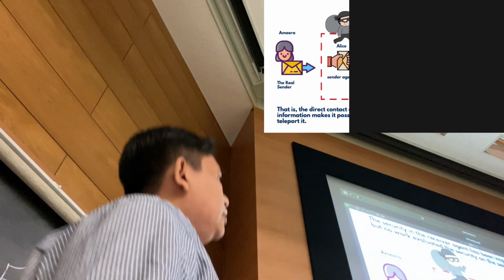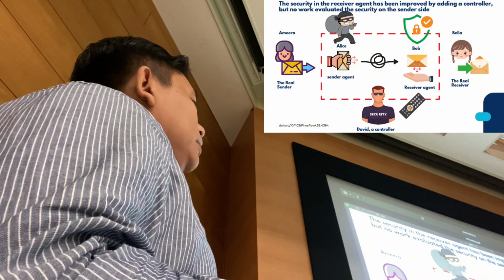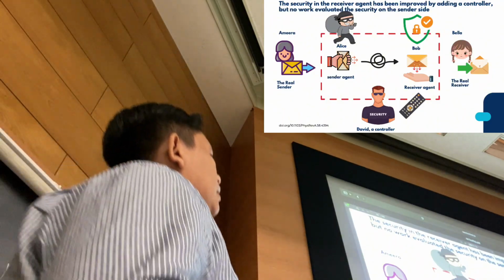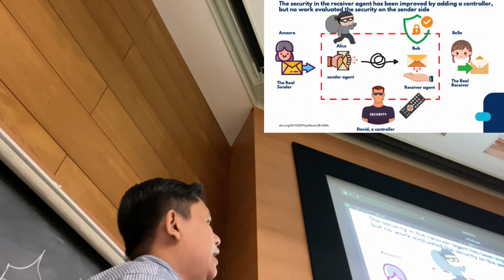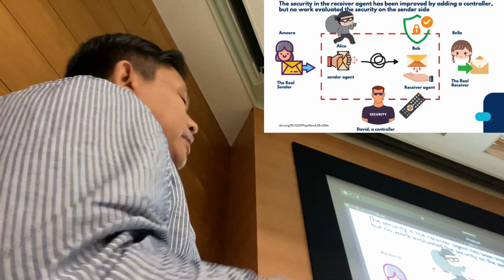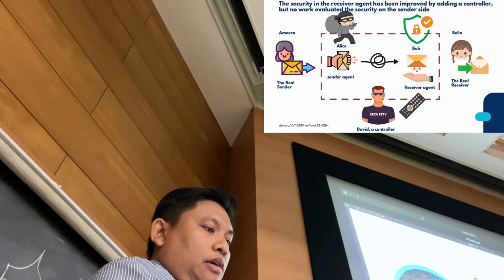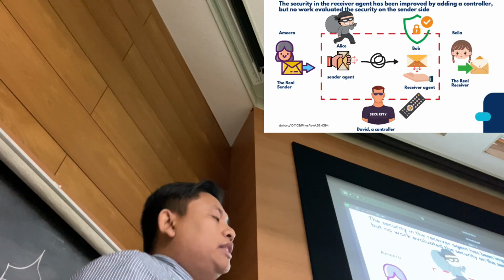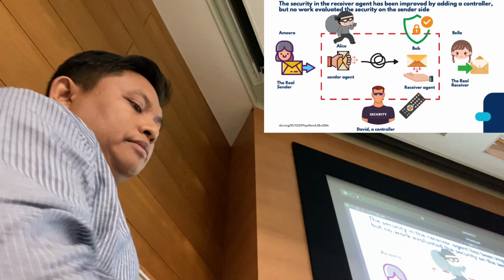The security on the receiver side has been improved by introducing a controller, which can make the teleportation fail if there is something wrong with the receiver agent. However, there is no work that evaluated the security on the sender side. One solution is to encrypt the actual information. For example, we can use BB84 quantum key distribution, generating a secret key to encrypt the actual qubit and use it for teleportation.